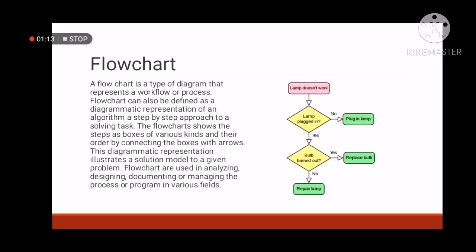Flowchart. A flowchart is a type of diagram that represents a workflow or process. A flowchart can also be defined as the diagrammatic representation of an algorithm, a step-by-step approach to solving a task. The flowchart shows the steps as boxes of various kinds and their order by connecting the boxes with arrows. This diagrammatic representation illustrates a solution model to a given problem. Flowcharts are used in analyzing, designing, documenting, or managing a process or program in various fields.